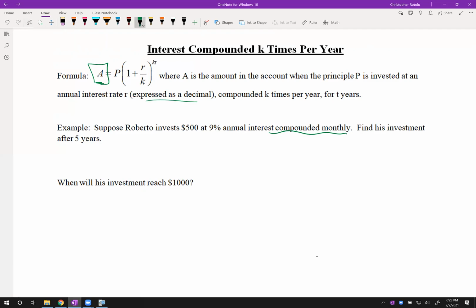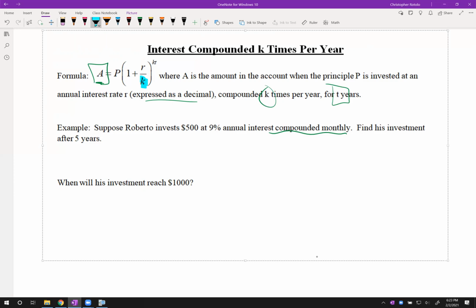1 plus the rate, expressed as a decimal like always, compounded k times per year for t years. Notice that k is in multiple places. We're going to divide the rate by it, and it's also in the exponent. So we're going to step through and work with that.